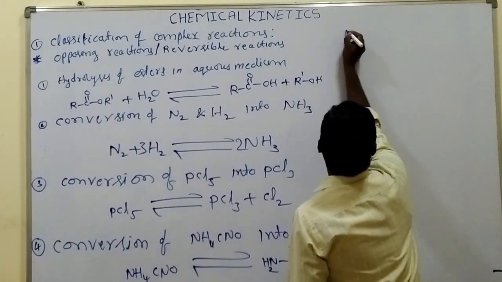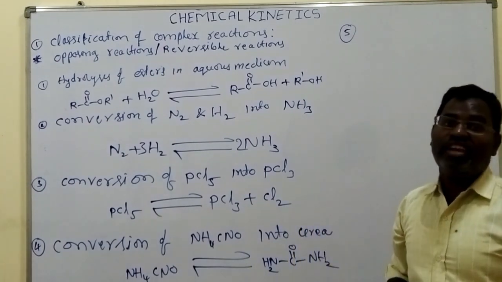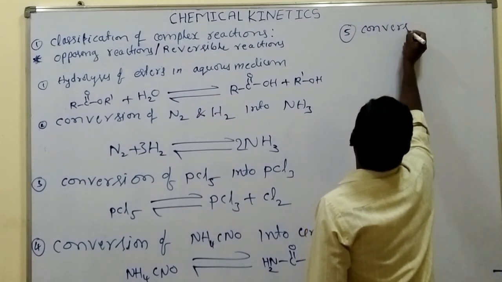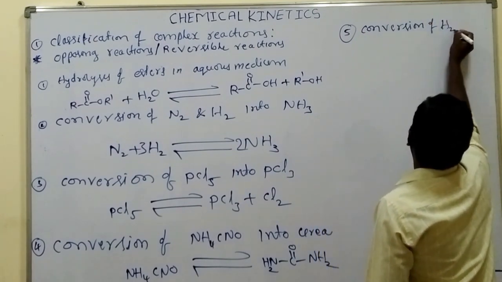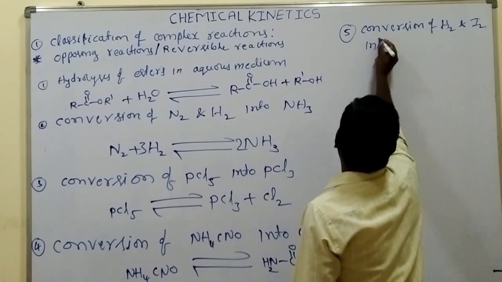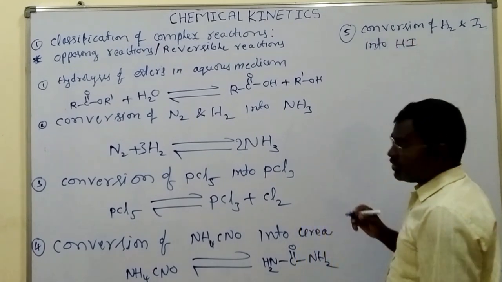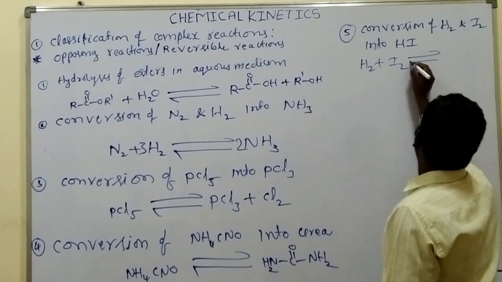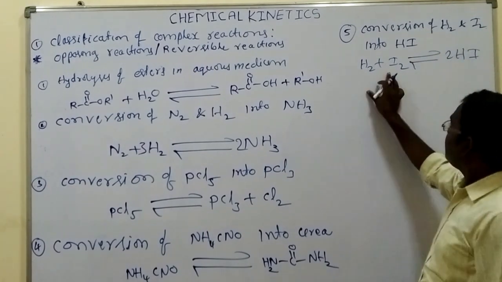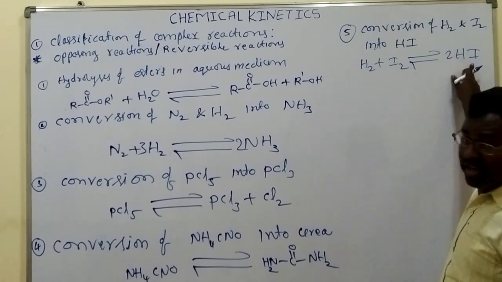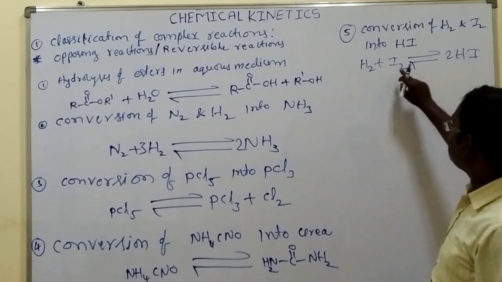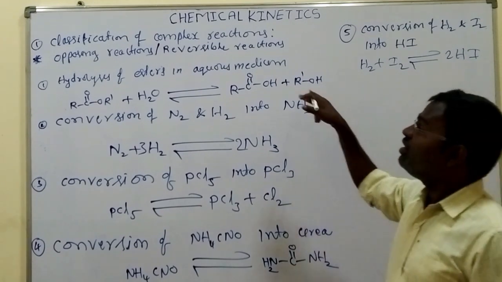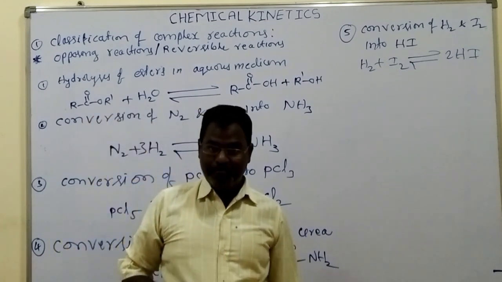The fifth one is the conversion of hydrogen and iodine into HI. Write the equation: H2 plus I2 gives 2 moles of HI. Both combine and give hydrogen iodide. Later it undergoes dissociation and gives back the original reactants. That's why it is also an example of an opposing or reversible reaction.